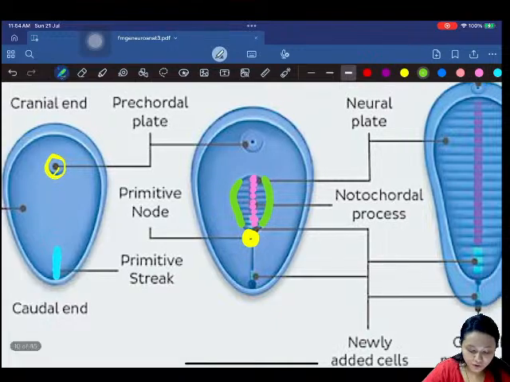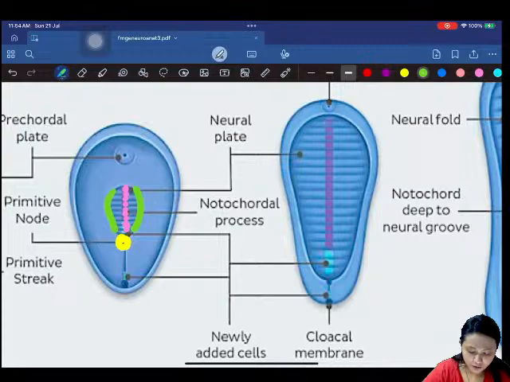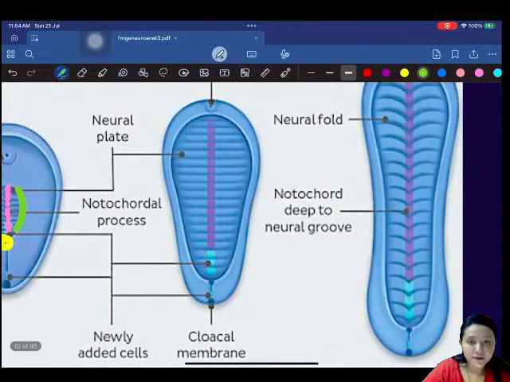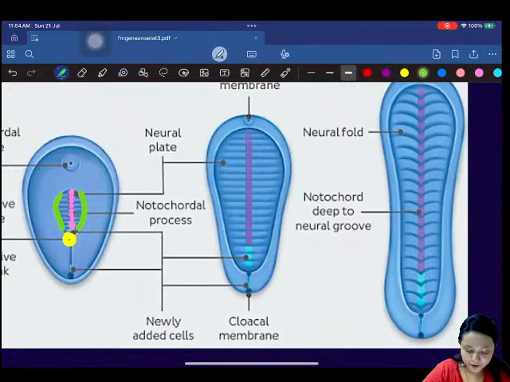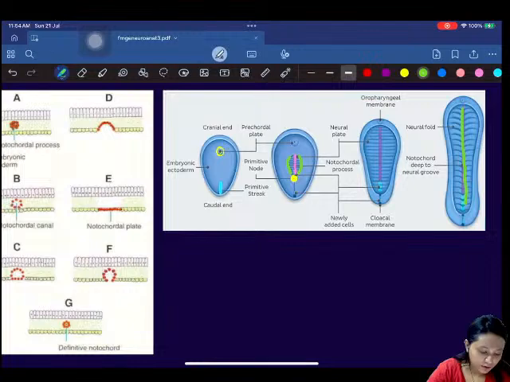And this notochordal plate is ultimately going to give rise to the definitive notochord. So that is how the notochord is formed.